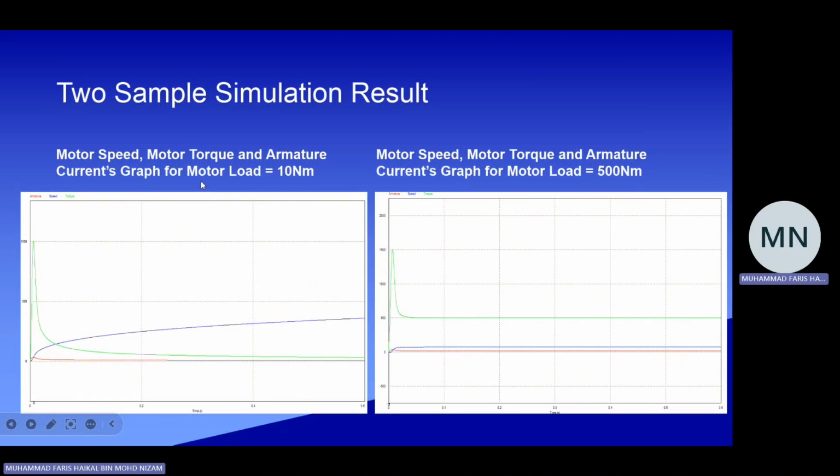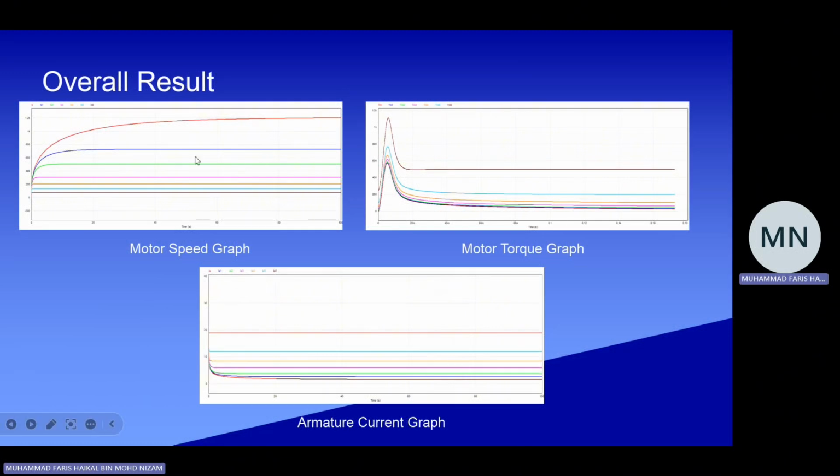And this is the two sample simulation result. The first one is the motor speed, motor torque, and armature current graph for a motor load of 10 Newton meter, and the next one is for 500. You can see the difference here. This is the motor speed graph, motor torque graph, and armature current graph.